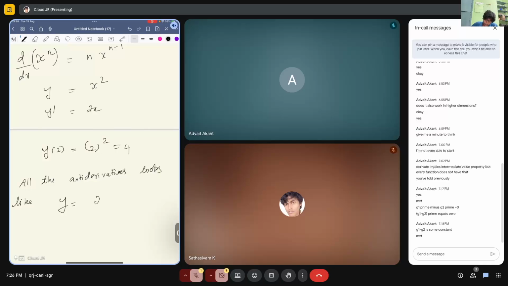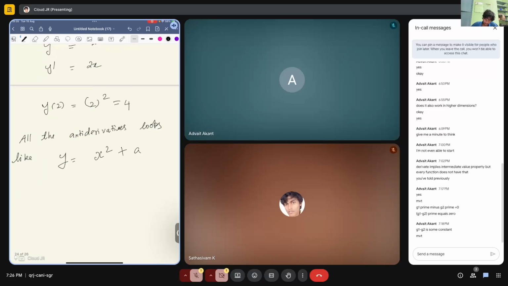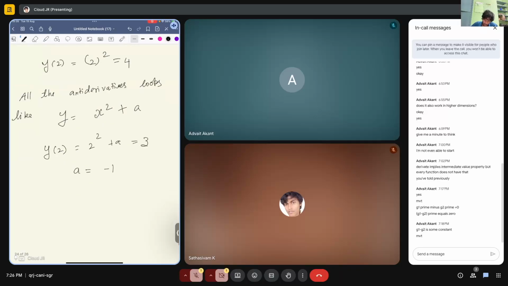y is equal to x square plus some constant a. Now what I need is the initial value, y of 2 has to be equal to 3. So let me substitute y of 2, which is 2 square plus a, and it has to equal 3. That means we compute a equal to minus 1. So the antiderivative that you want is y equal to x square minus 1.